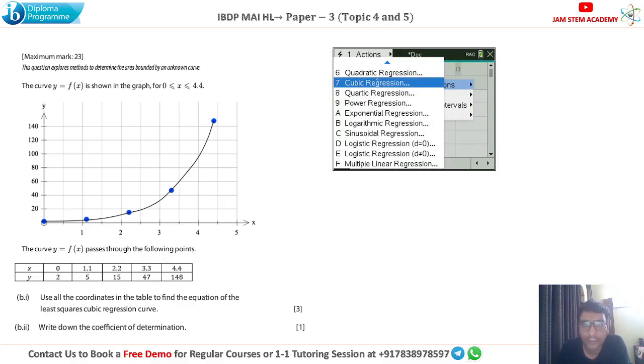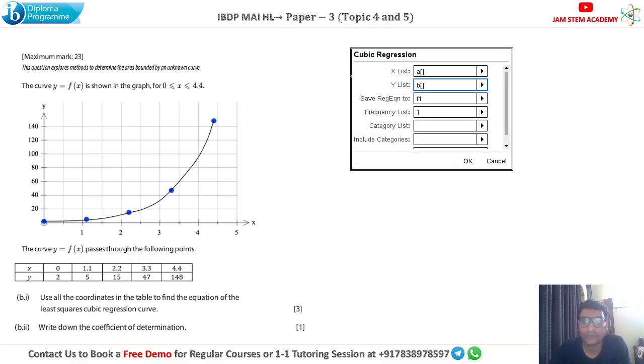are various regressions like quadratic, cubic, quartic, power regression, exponential, logarithmic, sinusoidal. So that depends on the question, in which form they want us to give the answer. So we have to select cubic regression this time. Once you select cubic regression, it asks for the x list and y list. You already know that we entered all those x values in the A column and y values in the B column. So enter A column and B column like this.